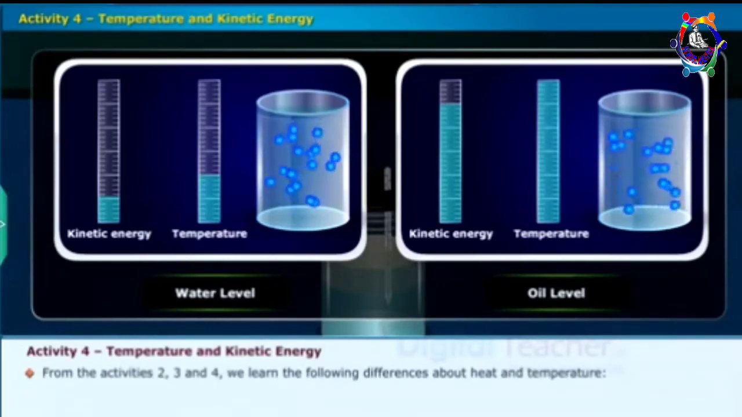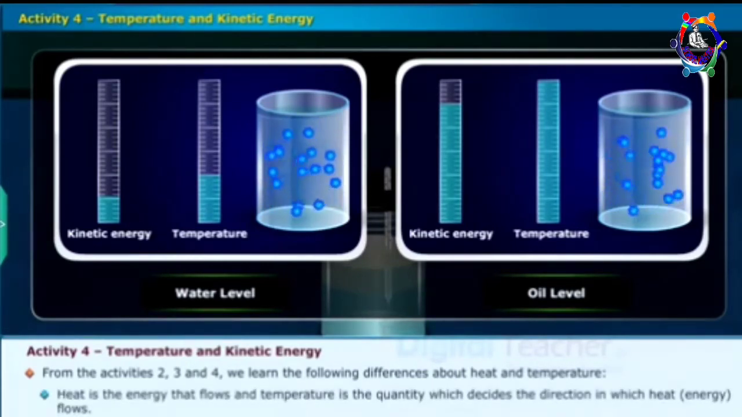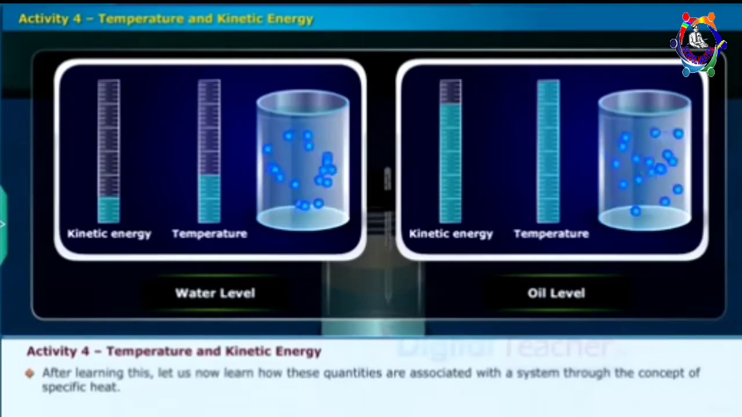From the activities 2, 3 and 4, we learn the following differences about heat and temperature. Heat is the energy that flows and temperature is the quantity which decides the direction in which heat energy flows. After learning this, let us now learn how these quantities are associated with a system through the concept of specific heat.